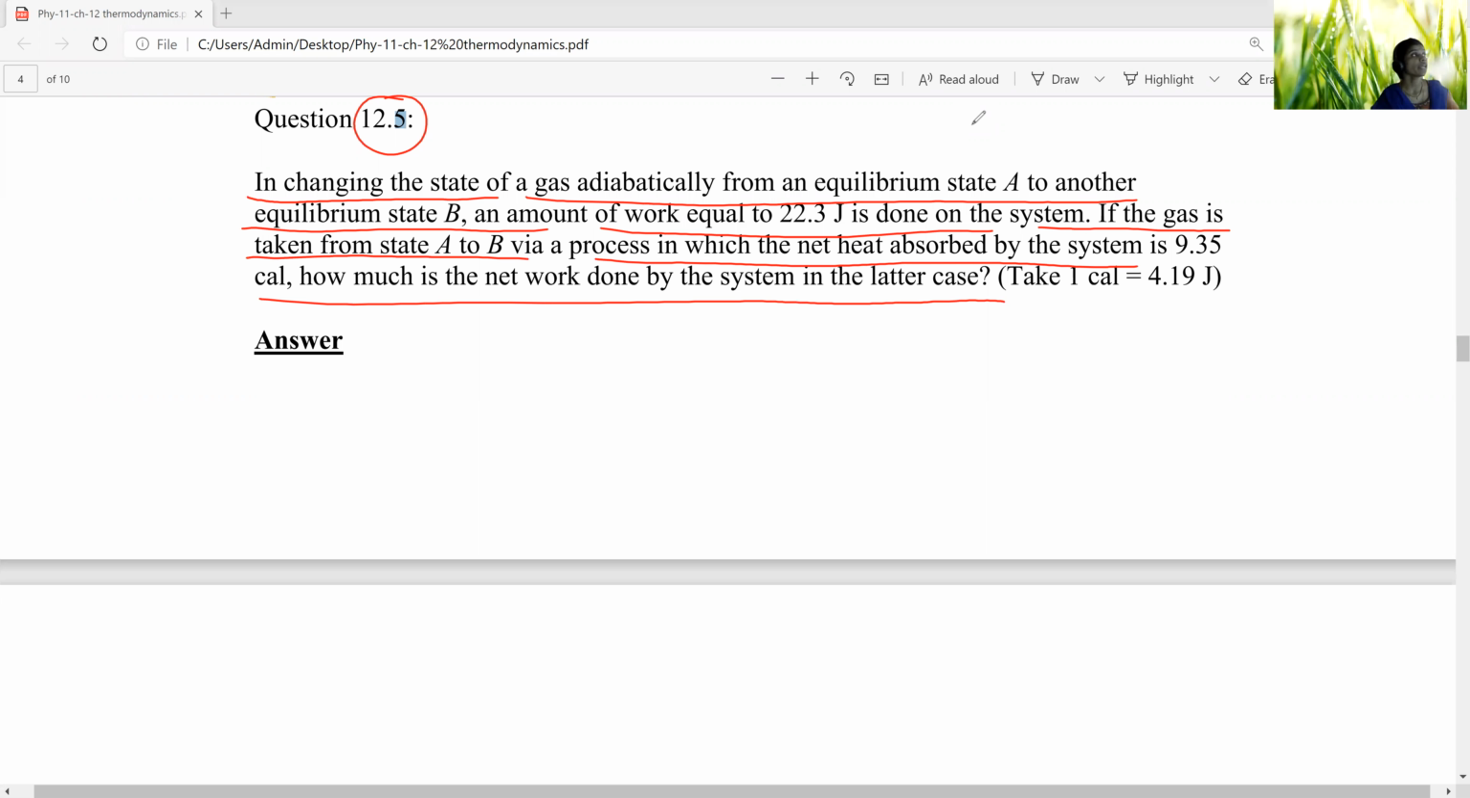In changing the state of a gas adiabatically from an equilibrium state A to another equilibrium state B, an amount of work equal to 22.3 joules is done on the system. If the gas is taken from state A to B via a process in which the net heat absorbed by the system is 9.35 calorie, how much is the net work done by the system in the latter case? They have already given the value of 1 calorie as 4.19 joules. So let us see how to solve this one.